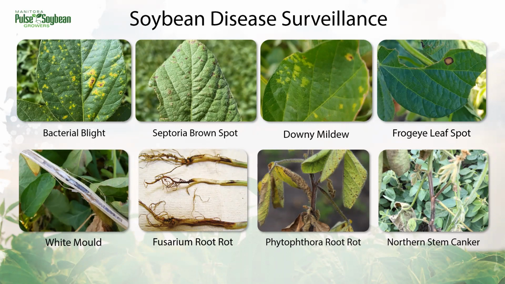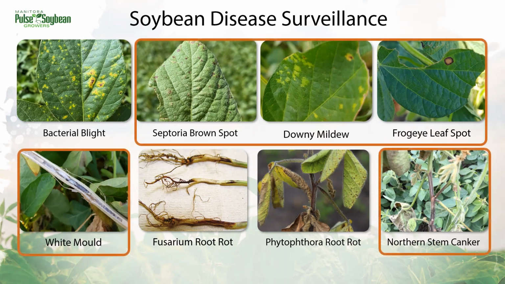Common diseases we see in soybeans are bacterial blight, septoria brown spot, downy mildew, frog eye leaf spot, white mold, fusarium and phytophthora root rots, and northern stem canker. Of these disease symptoms, these fungal diseases highlighted in orange are the ones that are controlled or suppressed by a foliar fungicide application.